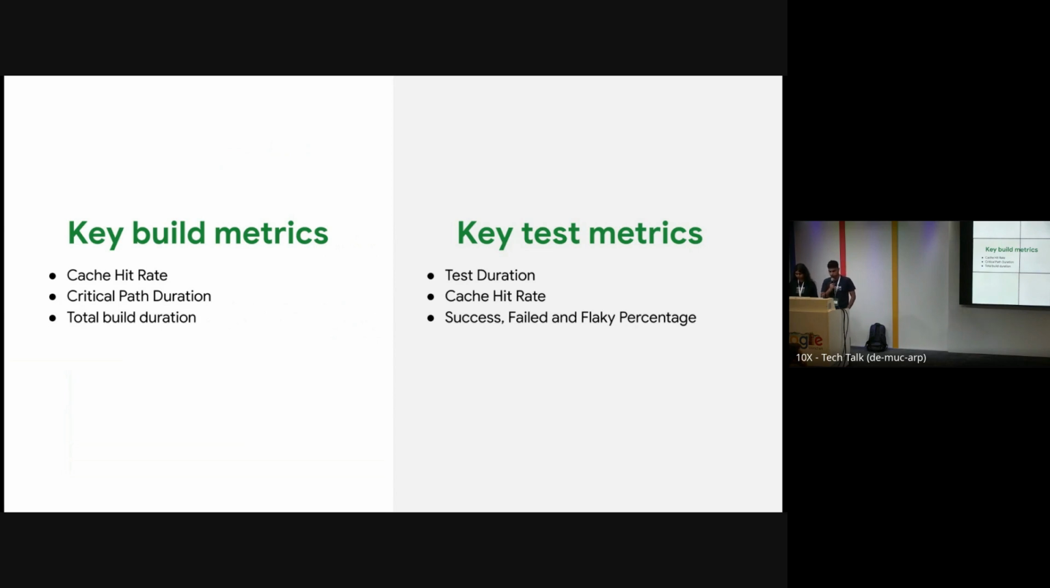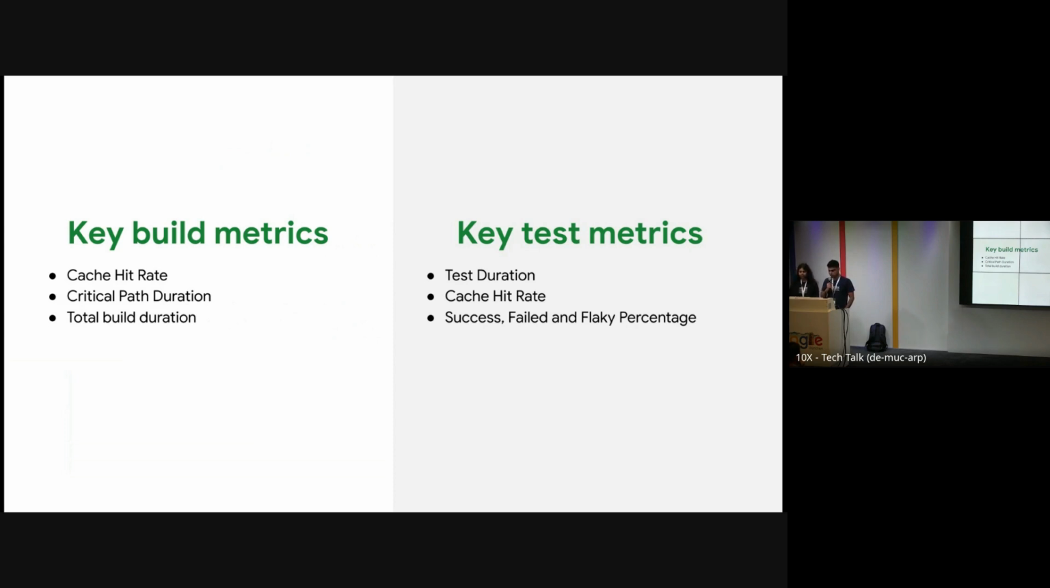So we reuse those artifacts. We also look at critical path duration. The critical path is the longest sequence of actions that run in a sequence where the next action depends on the output and artifacts of the previous one. The critical path duration is the lower limit on your build duration.